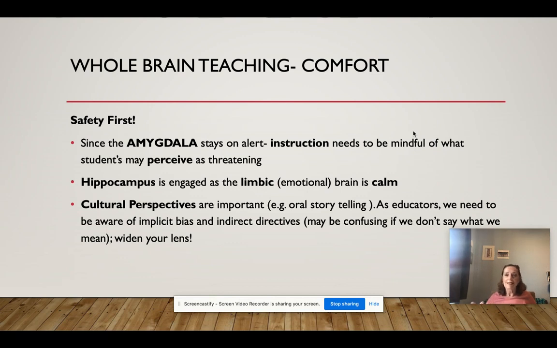So that's basically what that's about. And also being aware of indirect directives. So when we want to establish safety in a classroom, or safety in any kind of setting that we're with our kids, on a bus, wherever, we really want to be careful that we're saying what we mean.